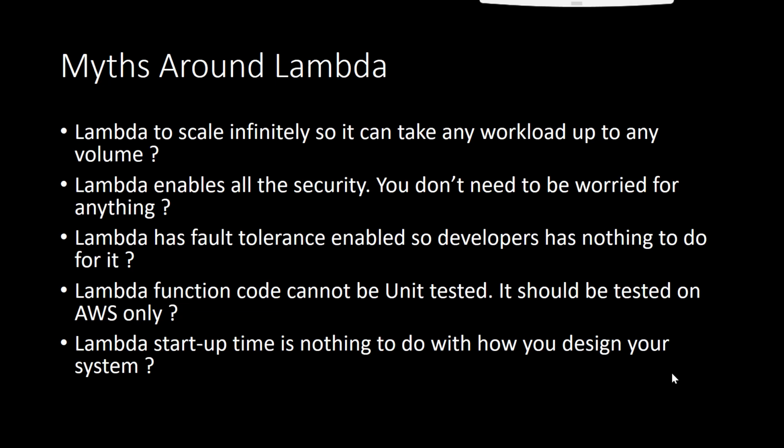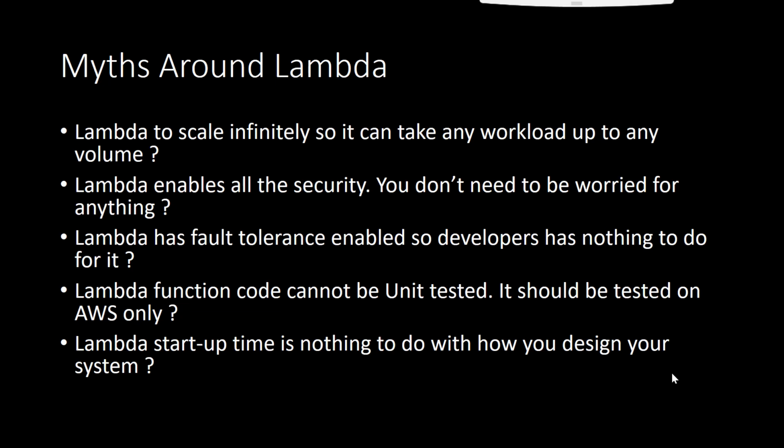The third one is about fault tolerance. Developers think that when I deploy Lambda, it is always fault tolerant. I don't have to worry about its availability. If it goes down, I don't have to worry because Lambda takes care of it. Yes, that is true, Lambda takes care of it if you configure it correctly, to have a high availability and fault tolerant system. So developers have to consider this while designing their application.